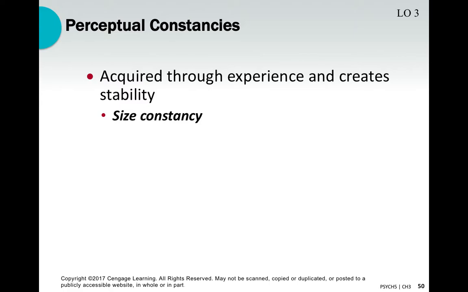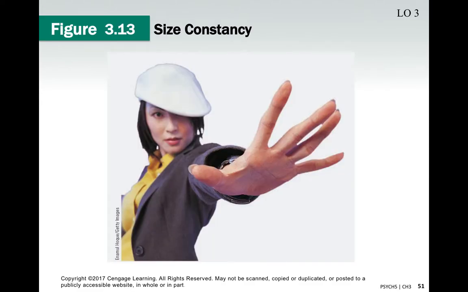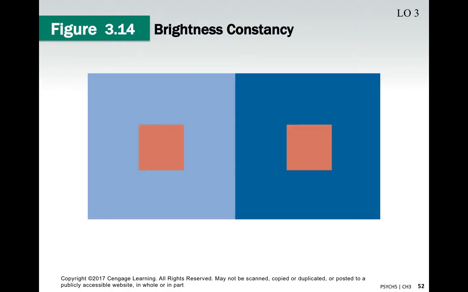Additionally, there are also perceptual constancies. We are able to tell that certain things are constant despite our relative position or despite other conditions being changed, like size constancy, color constancy, brightness constancy, and shape constancy. Here are some examples. If you look at figure 3.13, is the woman's hand really twice the size of her head? Based on depth perception, we can tell that even though her hand looks really big here, it's not twice the size of her head. If we bring her hand a lot closer to her face, it's nowhere near that size.